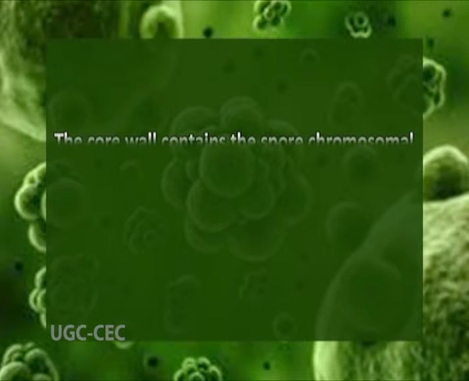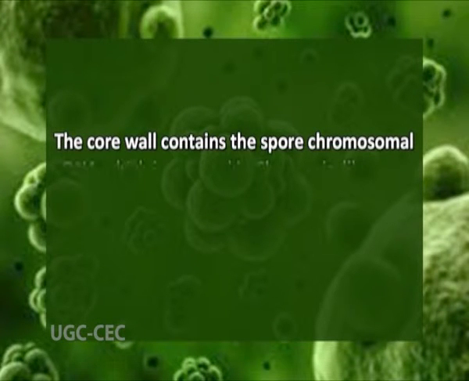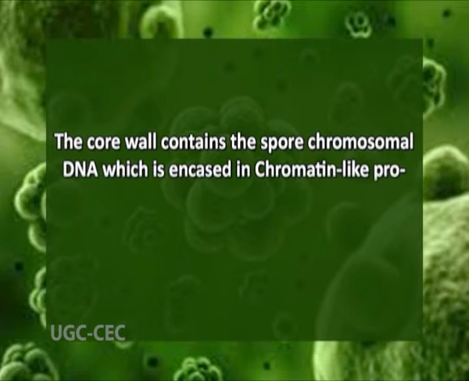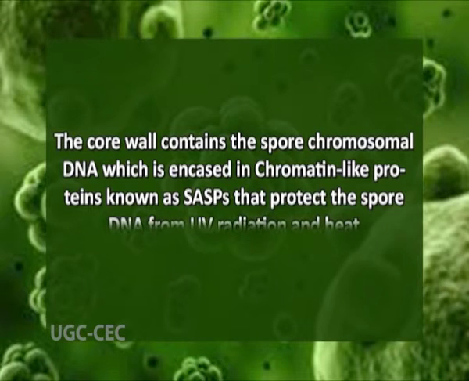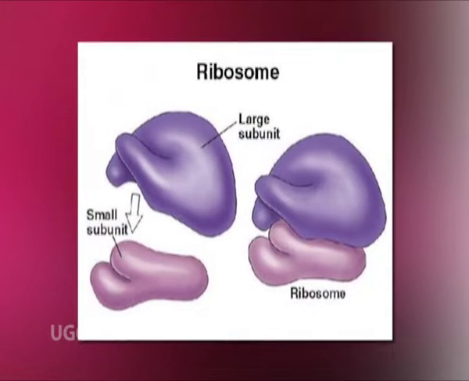The core contains the spore chromosomal DNA, which is encased in chromatin-like proteins known as SASPs, small acid-soluble spore proteins, that protect the spore DNA from UV radiation and heat. The core also contains normal cell structures such as ribosomes and other enzymes, but is not metabolically active.